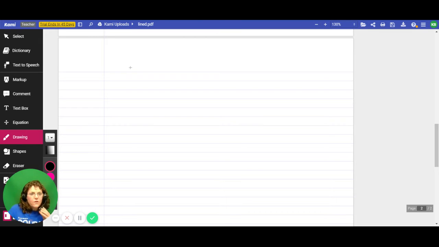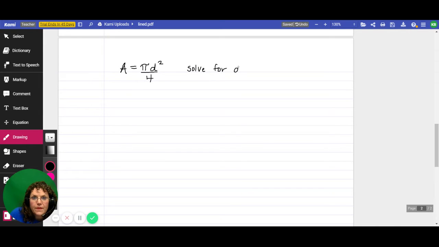Okay, now we're going to be solving what we call literal equations, but this time we're solving quadratic literal equations. A literal equation is when you have a formula like this, and they want you to solve for a different variable. This is, I think, the surface area of a sphere. Right now it's solved for A, and they want us to solve for D. They're actually really, really simple. You just have to use the steps of getting D by itself, because right now D is not by itself.